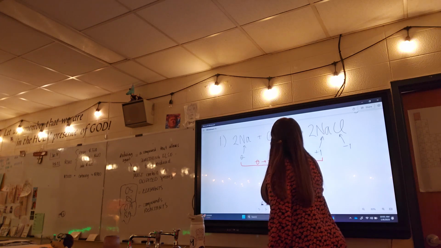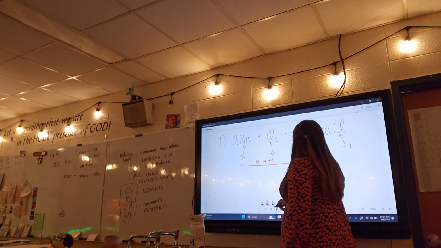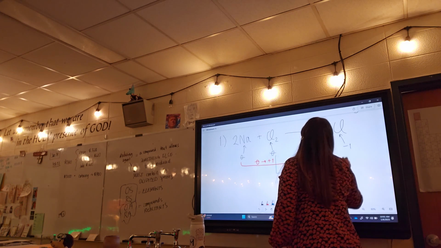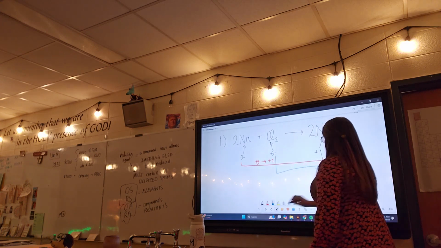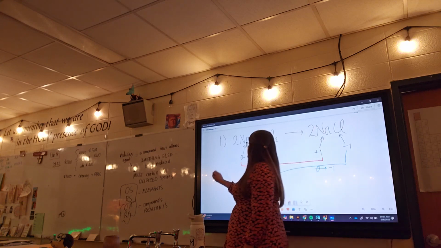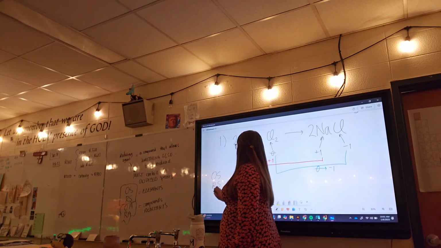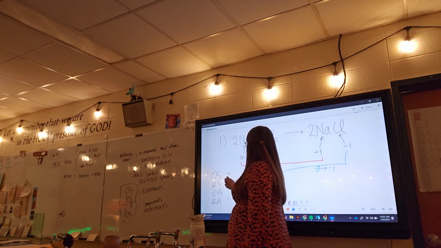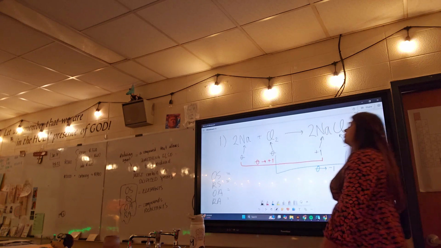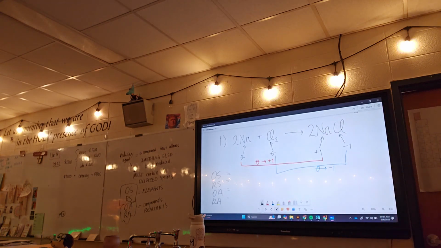Okay, so now I'm going to find the 2 things that change their oxidation numbers. And now I'm going to make my little list of all the things: OS, RS, OA, RA. You need to do this for all of the problems. Keep them in that order because it'll be easier for me to grade, and I'll get less cranky.